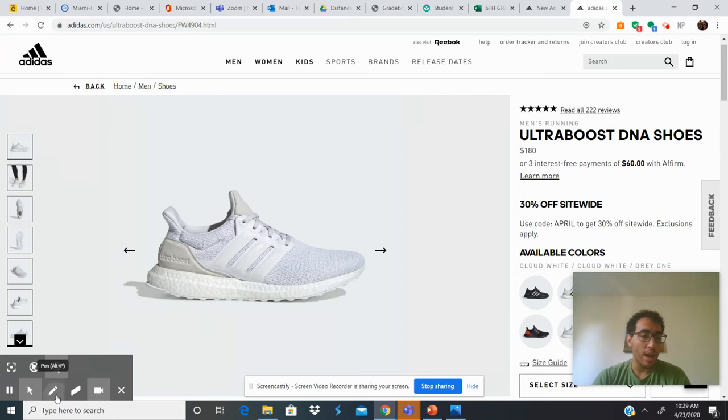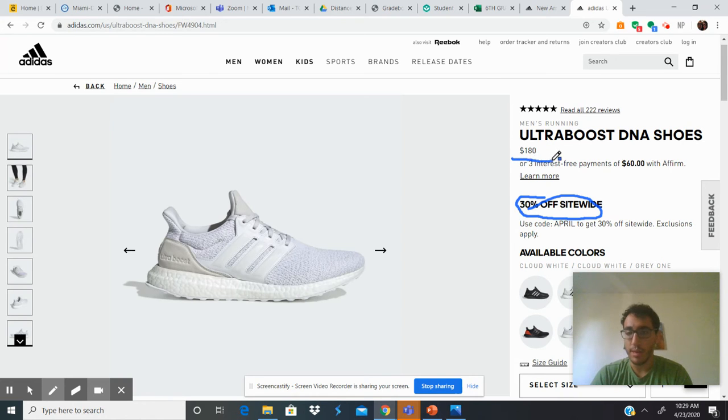However, I'm going to give you the example with a 30% off discount. So I'm going to do 30. Now, I need to look at my total price. Mi precio es 180. My price is 180.